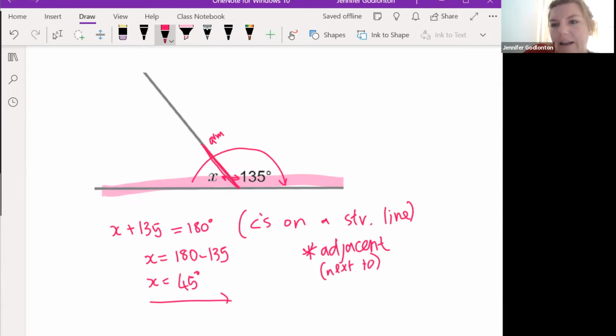If we have a line like this, and we say that this is 110 degrees, and this is X, yes, they are both on a straight line. I agree with that. They are on a straight line, but they are not adjacent. They are not next to each other. They do not share an arm. And so I would not allow you to say 110 plus X equals 180, because they are not adjacent, and because they're not adjacent, we can't use this rule.